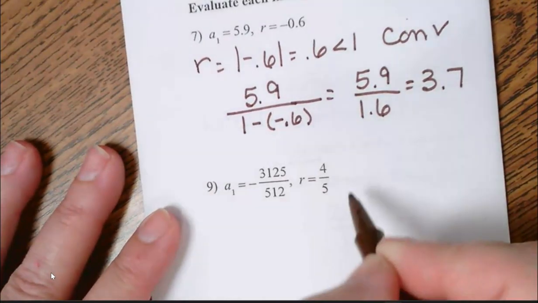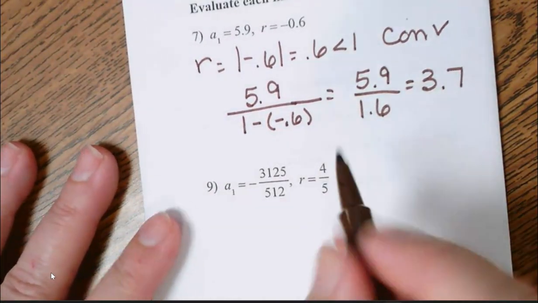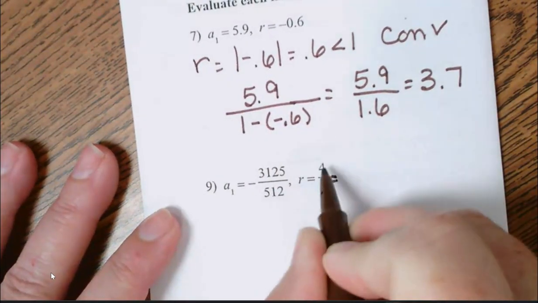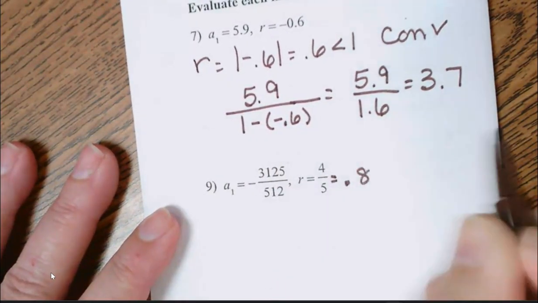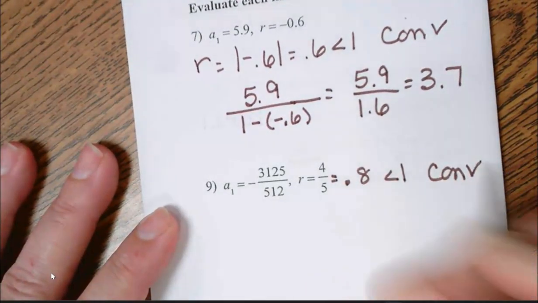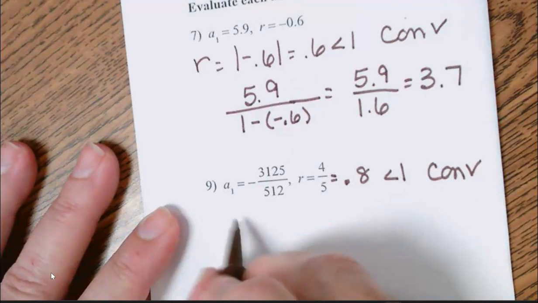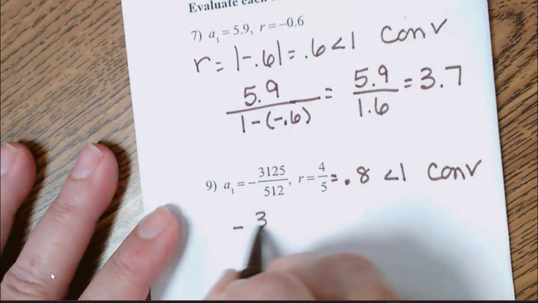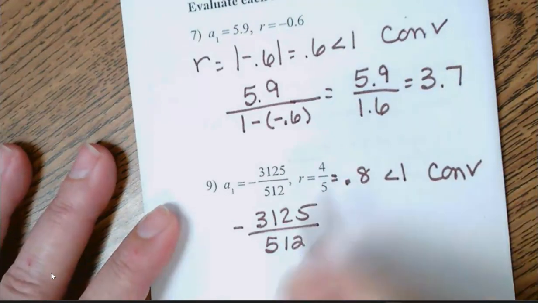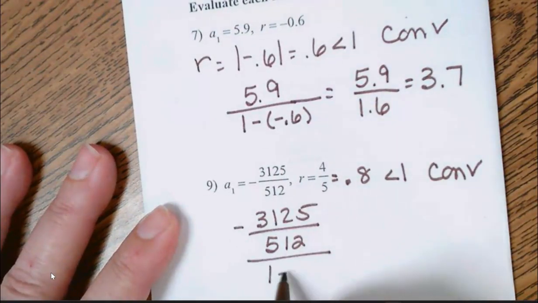If you don't like the fractions, you could convert these. So for instance, if you were to do 4 divided by 5, you get 0.8. And that is definitely less than 1, so we do know it converges. So here we go. -3.125 over 512 divided by 1 minus 0.8.